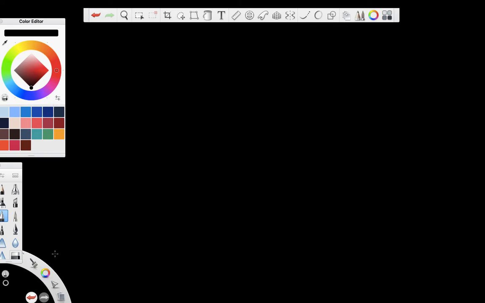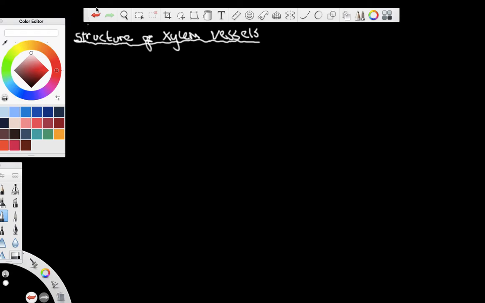So we need to put the subheading, please. Structure. Oh, it'd help if I had a correct colour pen. Structure of xylem vessels, sorry, not fibres. The xylem are a vessel, they have a lumen, whereas things like the sclerenchyma do not.